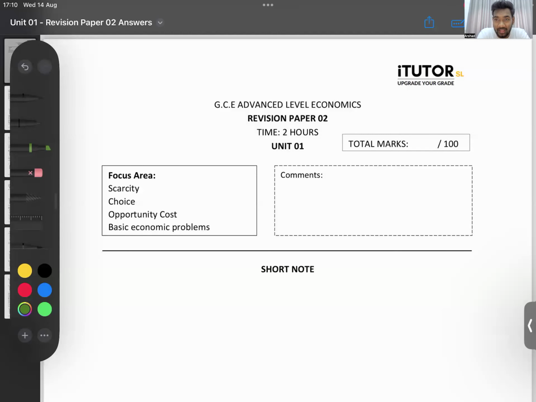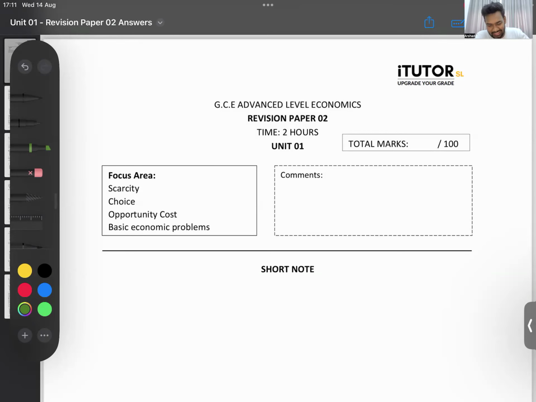Okay, so now we will come into revision paper number 2. This is the revision paper relevant to the focus area that we just discussed and recapped. The areas again are scarcity, choice, opportunity cost, and the three basic economic problems. Already you would have written answers and submitted. We'll discuss the paper. The moment we finish discussing the paper, the class will be over.